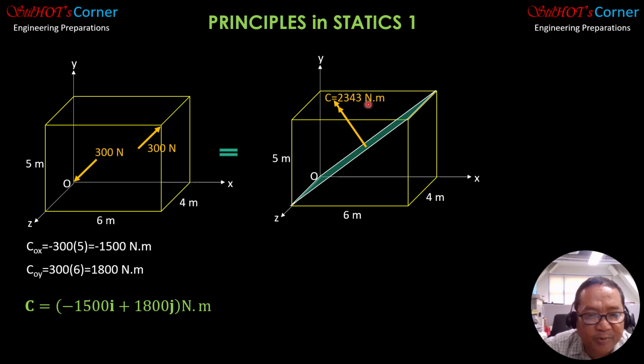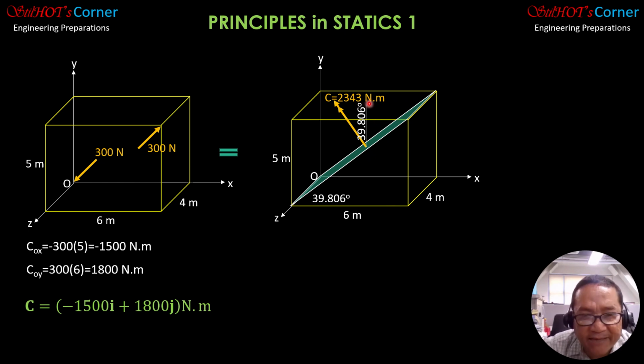Again, one way of computing this magnitude is the square root of 1,500 squared plus 1,800 squared, or the other way is 300 times the square root of 6 squared plus 5 squared, which is the perpendicular distance of these two forces, which is this diagonal here. So, 2343 Newton meter. The angle that this plane makes with the horizontal is inverse tangent of 5 over 6, and that is equal to 39.806 degrees, which is the same angle formed between the couple direction and the vertical as shown.